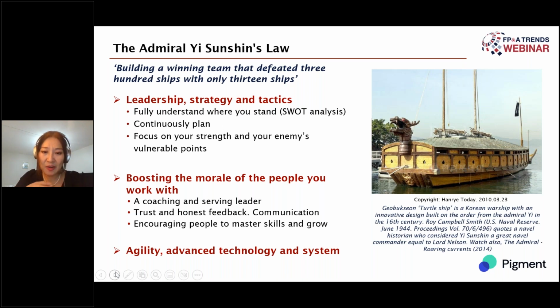What are the decision makers concerned about? It will make it easier for you to help them and keep focus on the right things and make right decisions. And boosting morale of people you work with. It takes a coaching and serving leadership. Build a trust-based relationship and learn to give honest and constructive feedbacks. Encourage yourself and others around you to master skills and be confident in what you do.